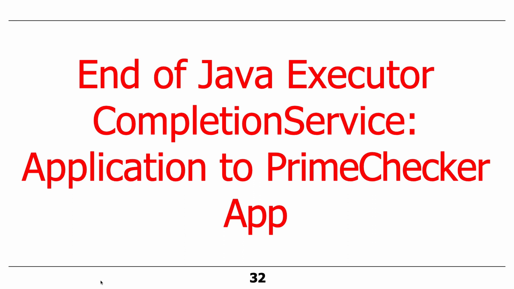Okay, that is the end of the PrimeChecker app discussion. This is pretty cool, and this will come in useful for assignment number 3, when we're going to switch from using the executor service to using the executor completion service.